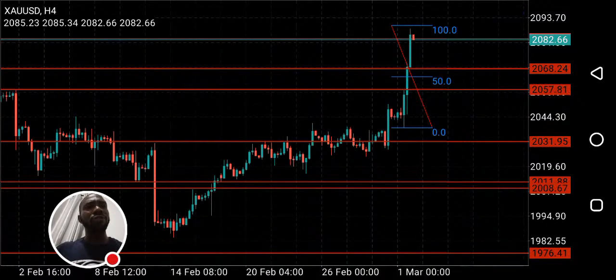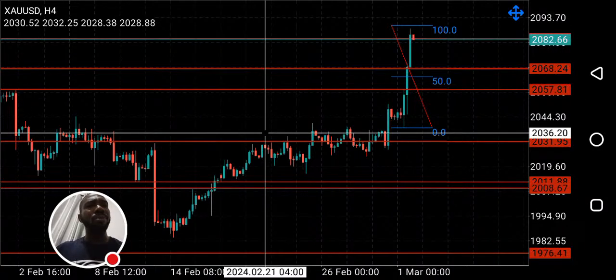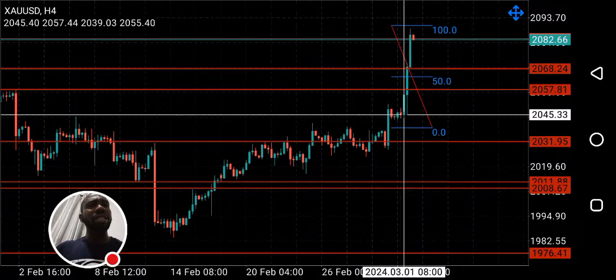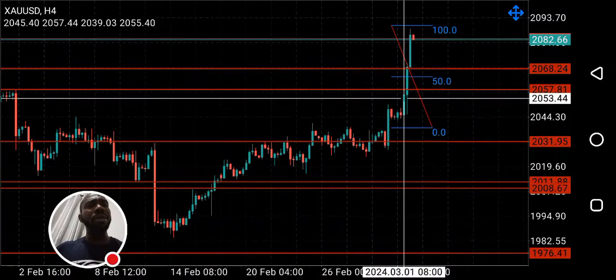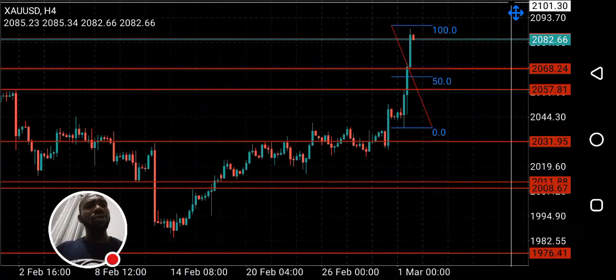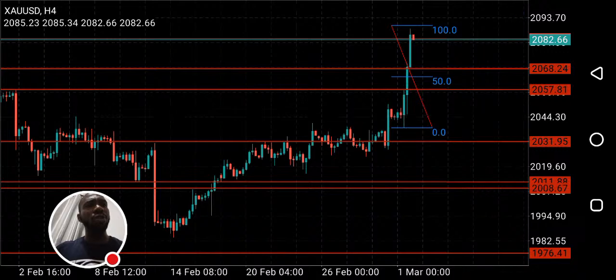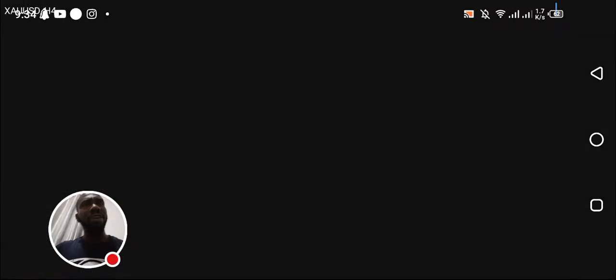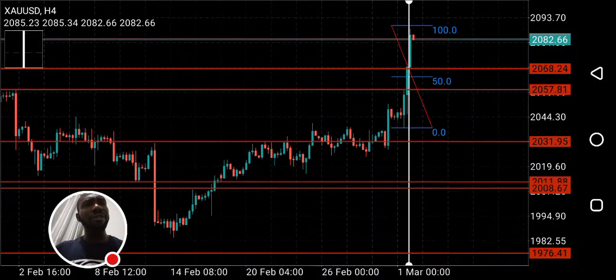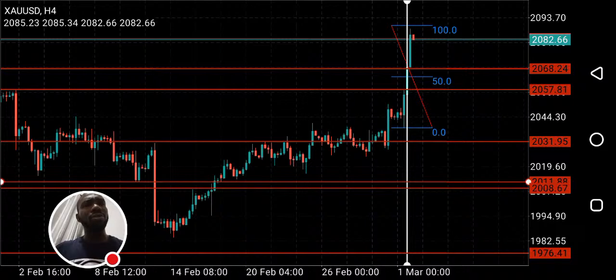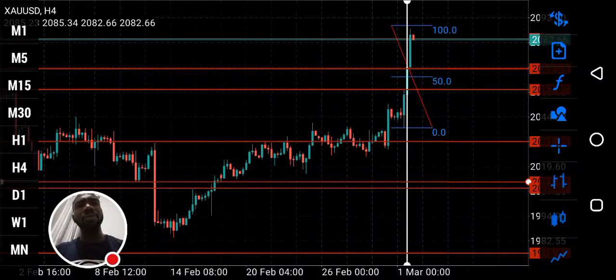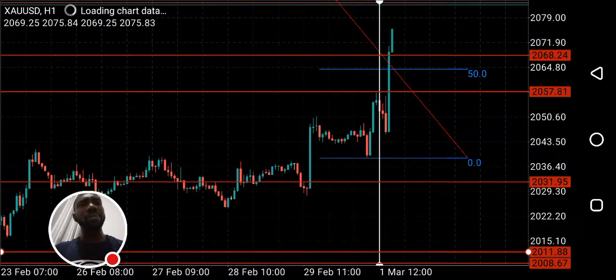So let's go down to 15 minutes. After this engulfing pattern that formed here on 4 hour, let's go down to 15 minutes to identify the fair value gap that was created after the formation of that engulfing. Let's go down to 1 hour before 15 minutes.